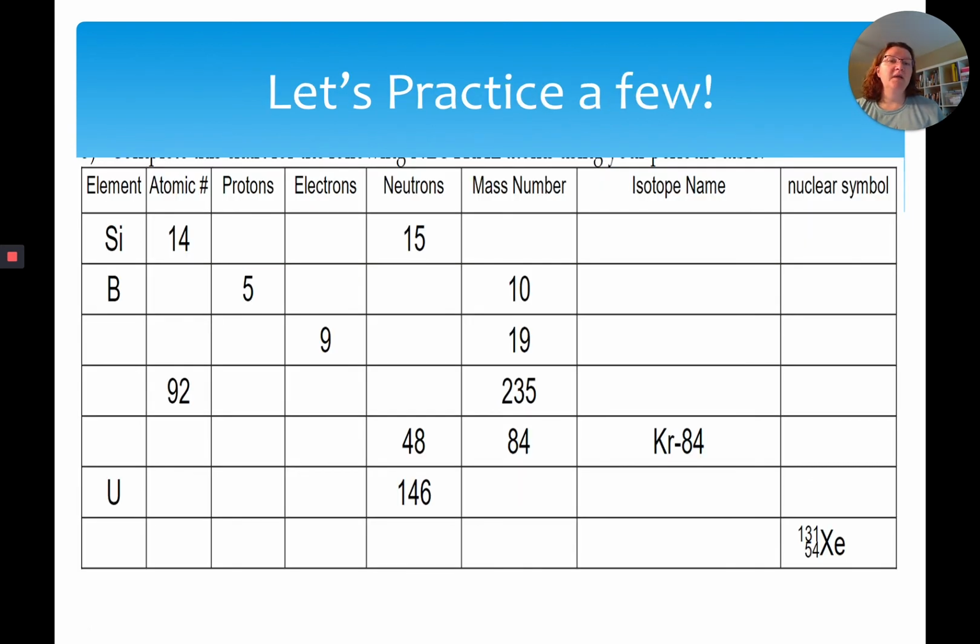So we're not going to do all of these. We're going to practice a few of these together. So I have silicon, which is 14. Because the atomic number is 14, I know I have 14 protons and 14 electrons. To get the mass number, I'm going to add protons and neutrons together. So I know I have 29. This is silicone or silicon, depending on how you want to say it. And then to get the isotope name, you're going to put a dash and then the mass number.